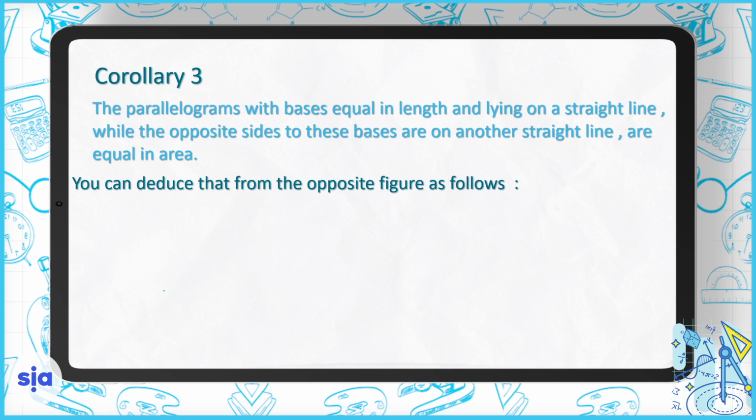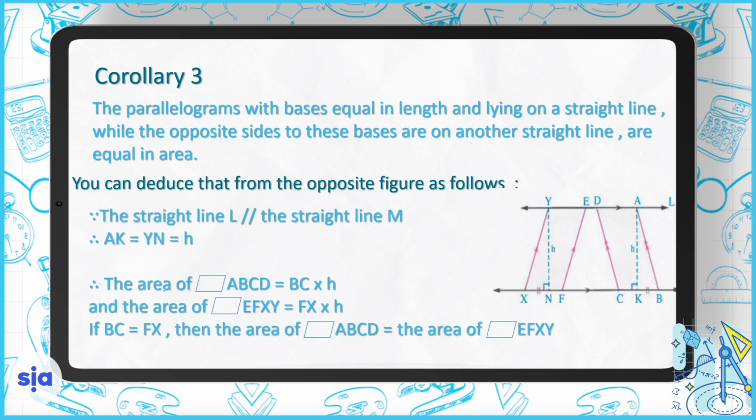We can deduce that from the opposite figure as shown. Since the straight line L is parallel to the straight line M, therefore, AK equals YN, which we're going to call H. Therefore, the area of parallelogram ABCD is equal to BC multiplied by H. And also, the area of the parallelogram EFXY is equal to FX times H. If BC is equal to FX, then the area of the parallelogram ABCD is equal to the area of the parallelogram EFXY.